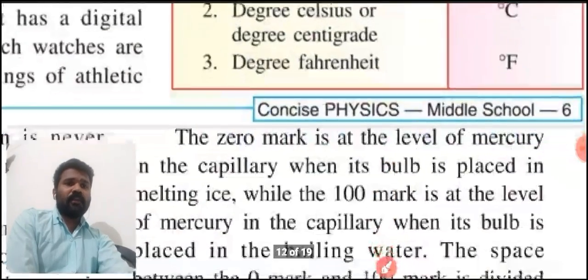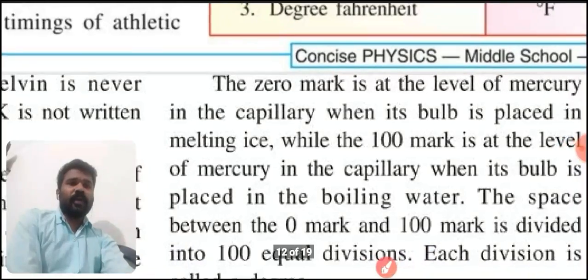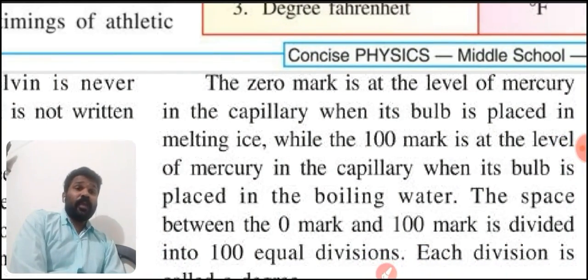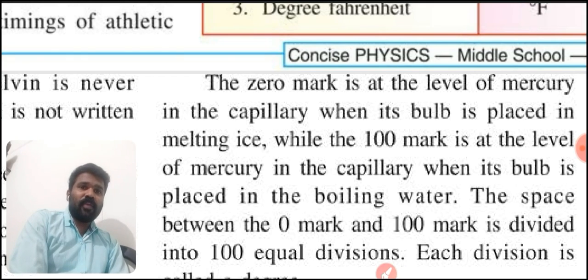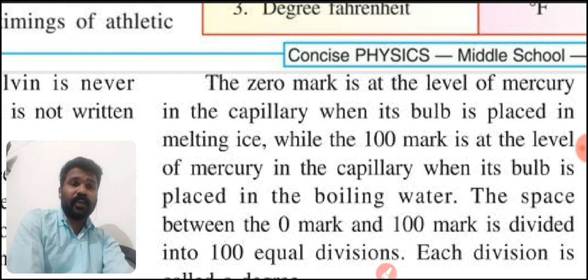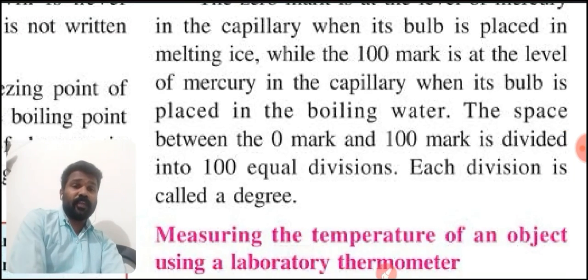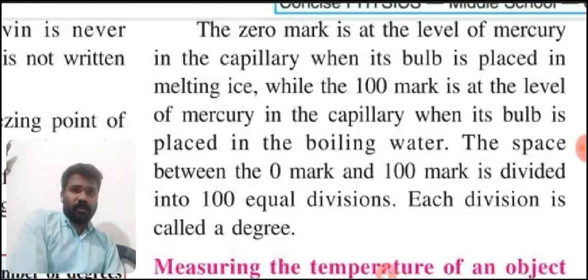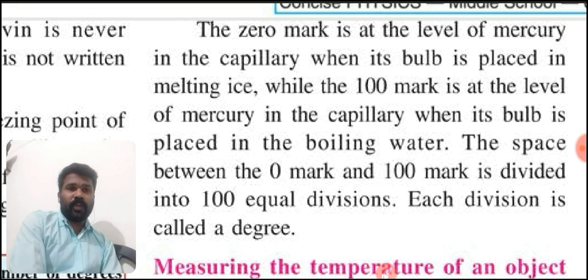The zero mark is at the level of mercury in the capillary when its bulb is placed in melting ice, while the 100 mark is at the level of mercury in the capillary when its bulb is placed in boiling water. The space between the 0 mark and 100 mark is divided into 100 equal divisions. Each division is called a degree. In a thermometer it is given. Those who have seen a thermometer can see the graduations from 0 to 100 mark, divided into 100 equal divisions.